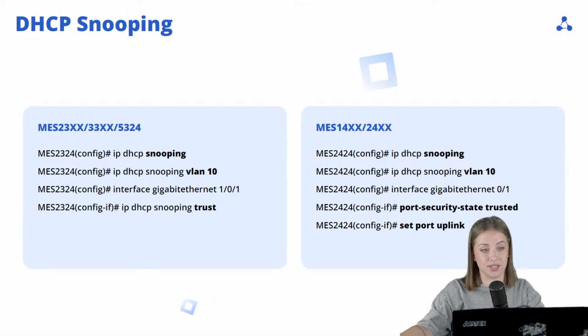Let's talk about the DHCP snooping feature, which protects against fake DHCP servers. The configuration is almost the same. In the global configuration mode, we globally turn on the IP DHCP snooping functionality and in the desired VLAN. On the MES23 series, we mark the port as trusted by one command, and on the MES24 line, we just need to write two commands, and then the port will be trusted and uplink.